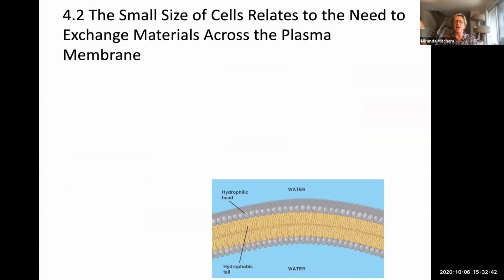So again, cells have this fundamental problem of needing to be big enough to hold everything in them, while also being small enough to allow exchange through the membrane. So we call that either the cellular membrane or the plasma membrane. Those are the same things. It refers to the outer membrane of the cell.